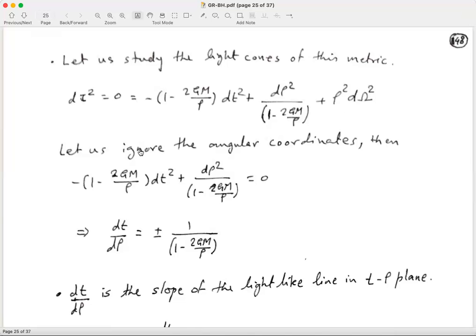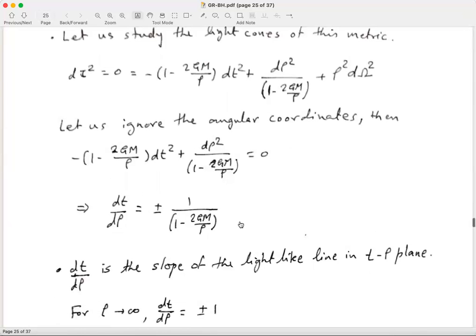That leaves us with the equation which is minus (1 minus 2GM over rho) dt squared plus d rho squared upon (1 minus 2GM by rho) equals 0. You can use that equation to find that dt by d rho is equal to plus or minus 1 over (1 minus 2GM by rho). But dt by d rho should be really 1 for the light cone, right?